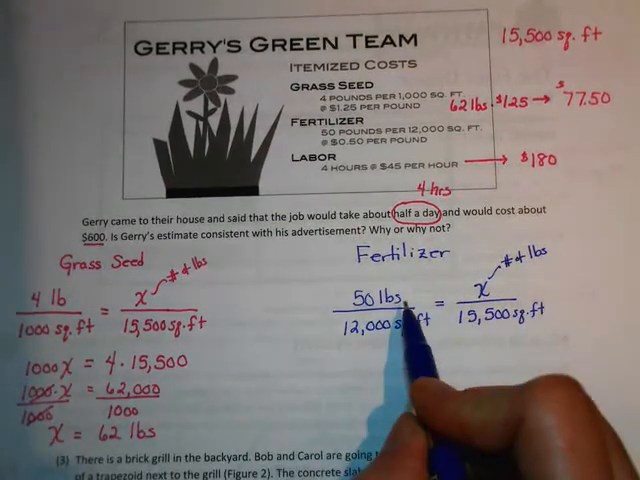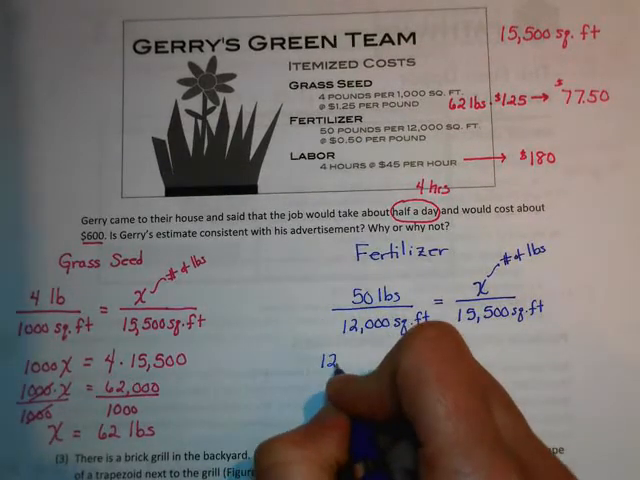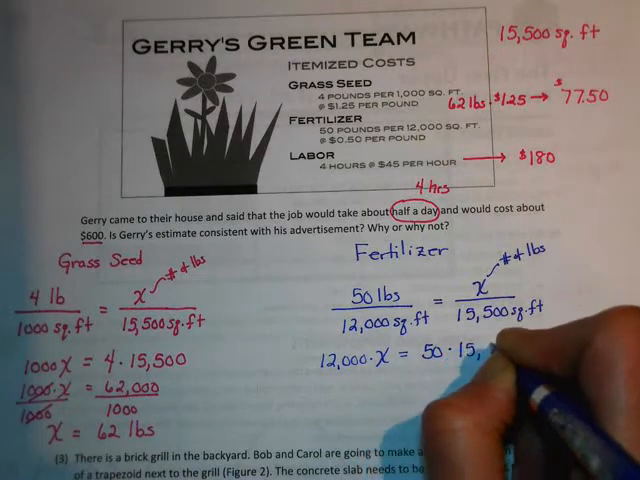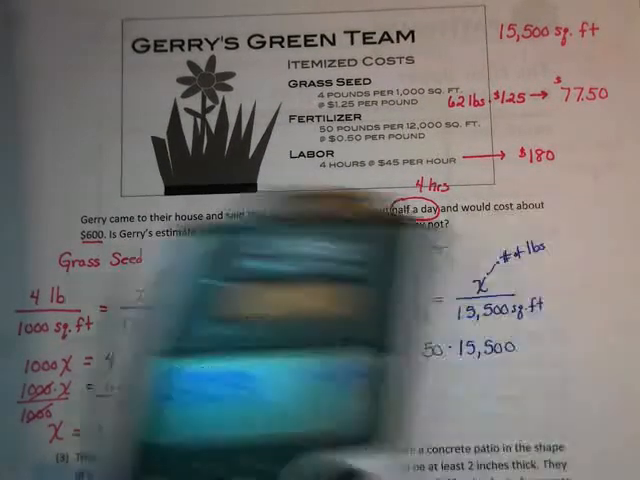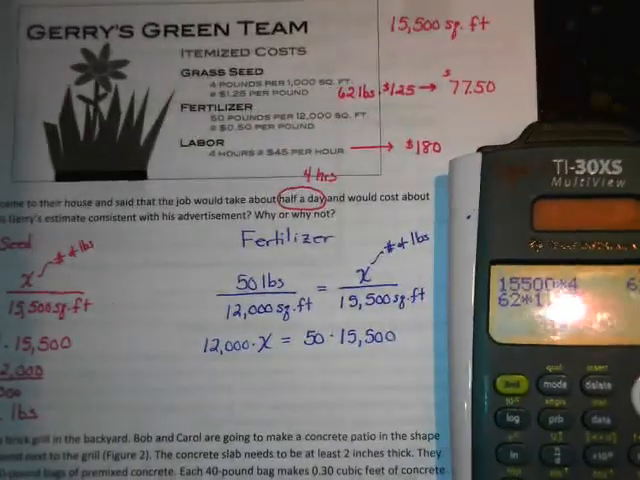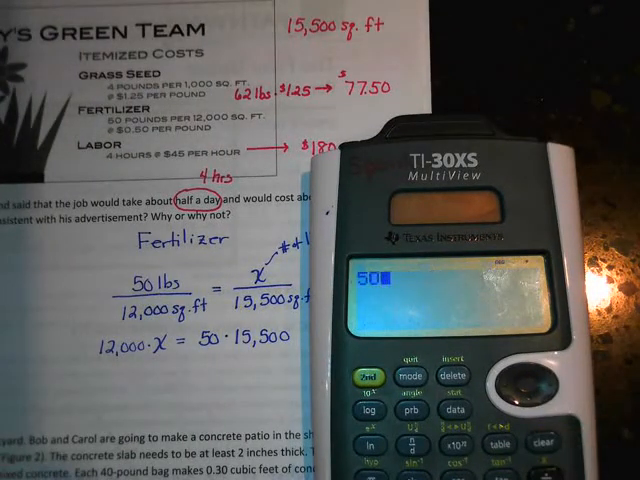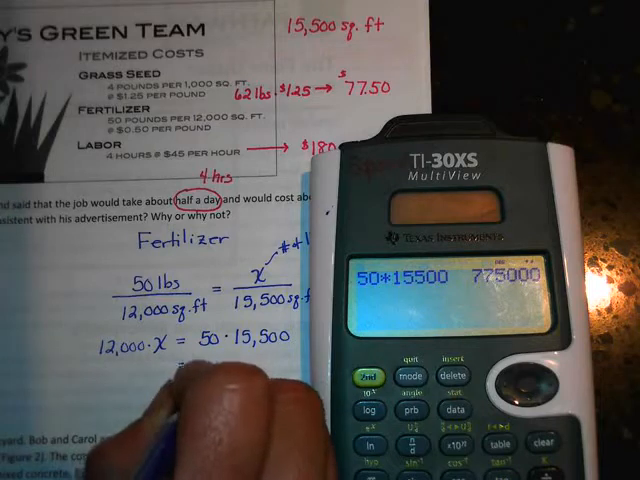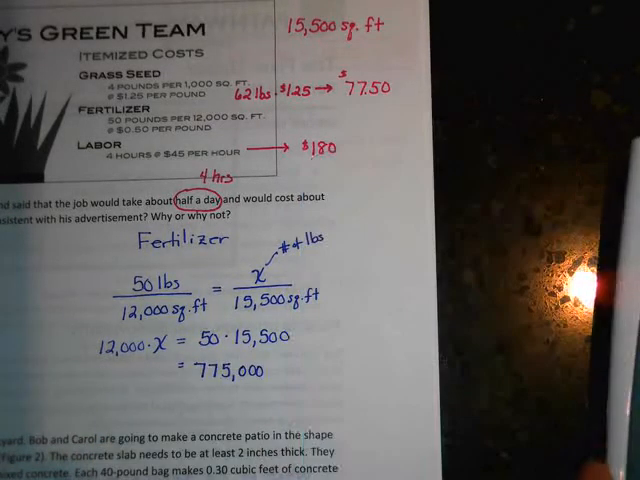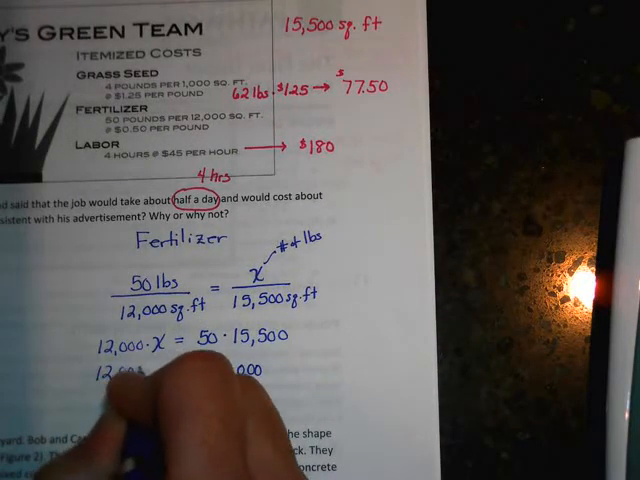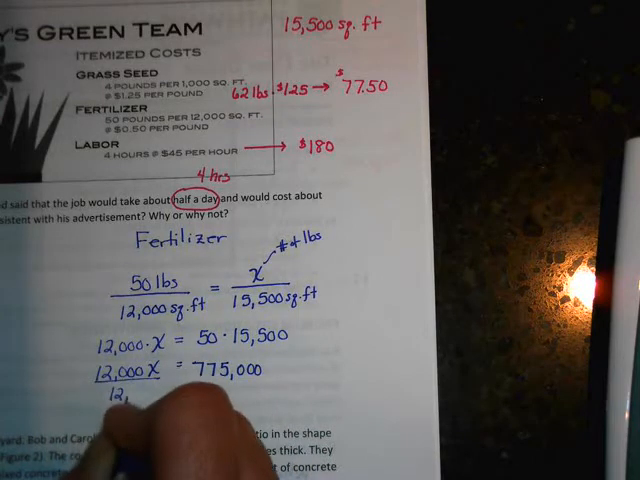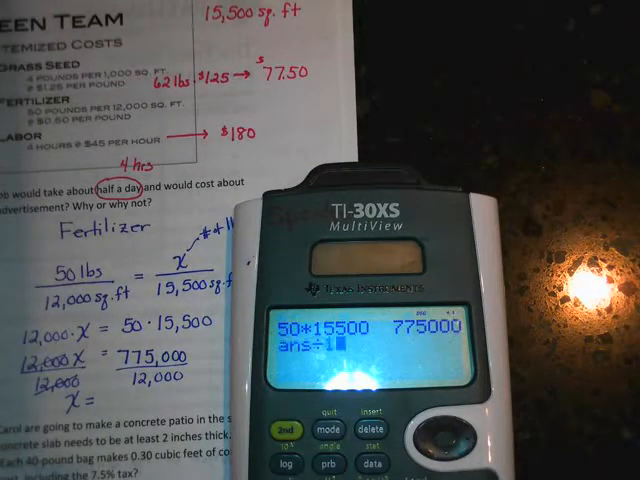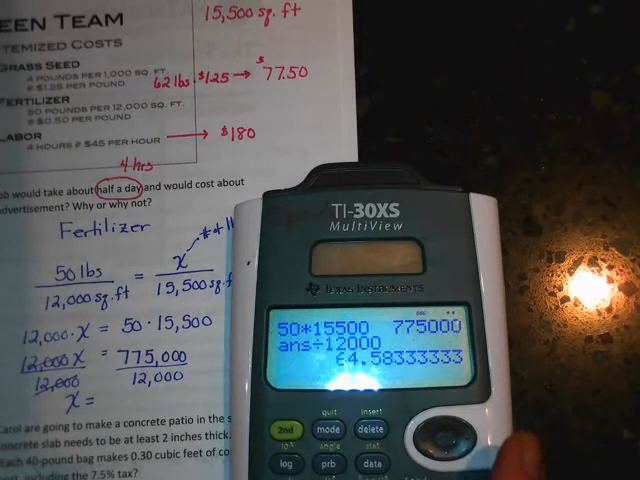So we'll have 12,000 times x equals 50 times 15,500. Okay, so let's go ahead and figure this out. Let me set this so you guys can see it. Okay, here we go. 50 times 15,500 is 775,000. So 775,000 equals 12,000x. So then we have to divide by 12,000.